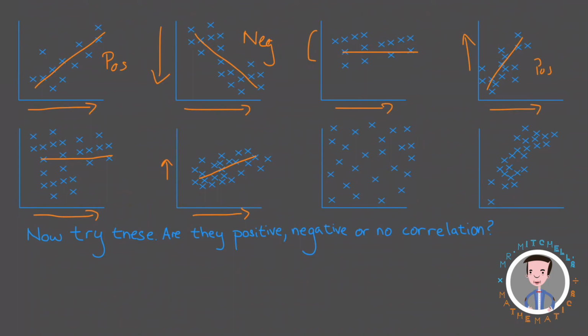And then in the last one, there's a clear case of positive correlation because as x gets bigger, so does y. Great, so I hope you now feel confident identifying the 3 different types of correlation on a scatter graph.